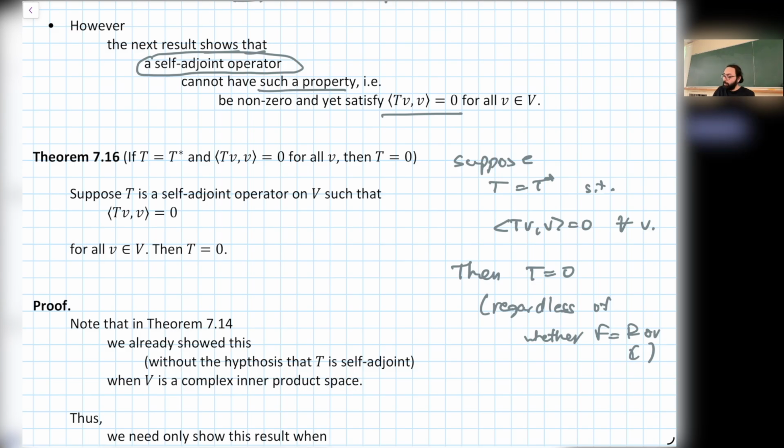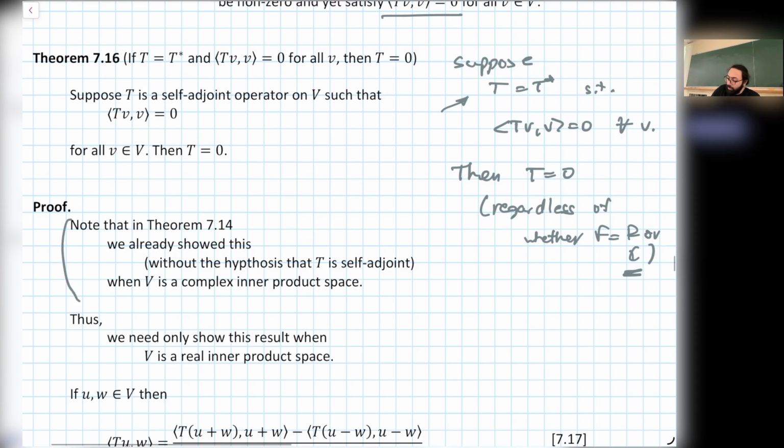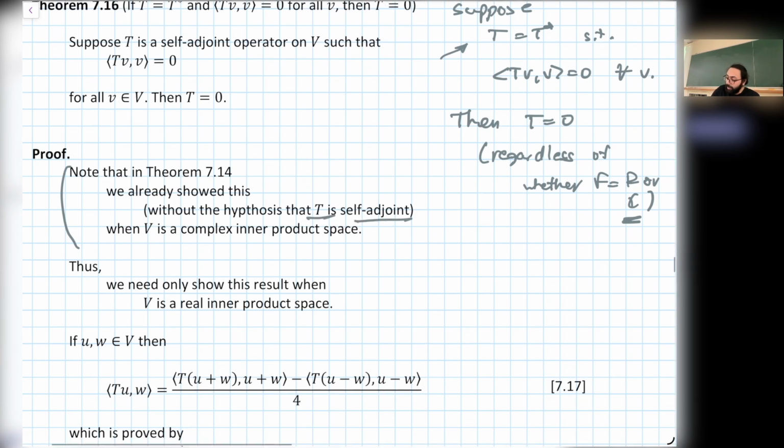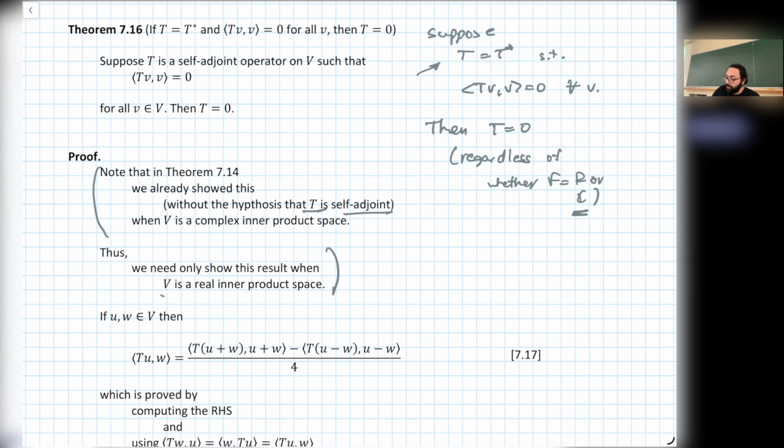Because already for the complex case, we proved it even without the hypothesis, which is the mistake I was making, which you pointed out. So in the complex case, it's already proved. We really need to worry about the real case. Is that okay? All right. So the next theorem shows this already without the self-adjoint hypothesis. Now we need to show the result when the vector space is real. Fine.